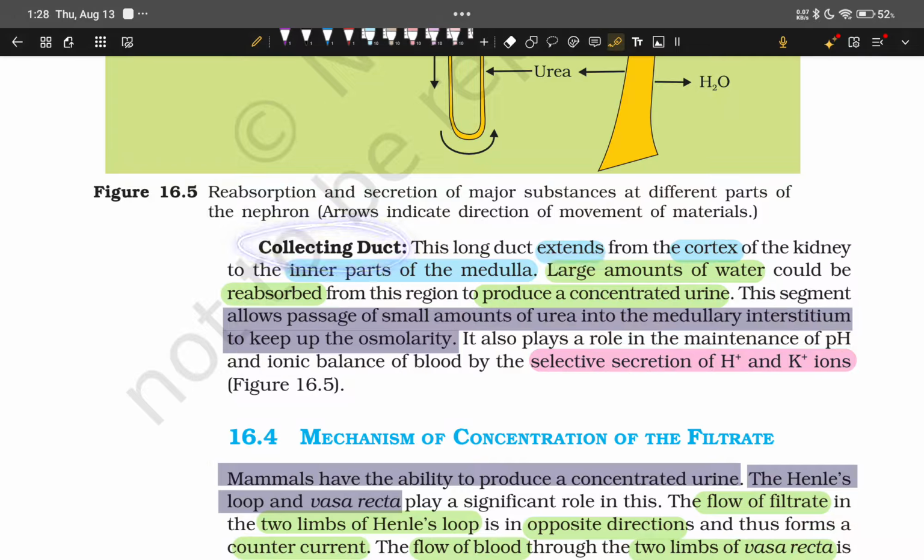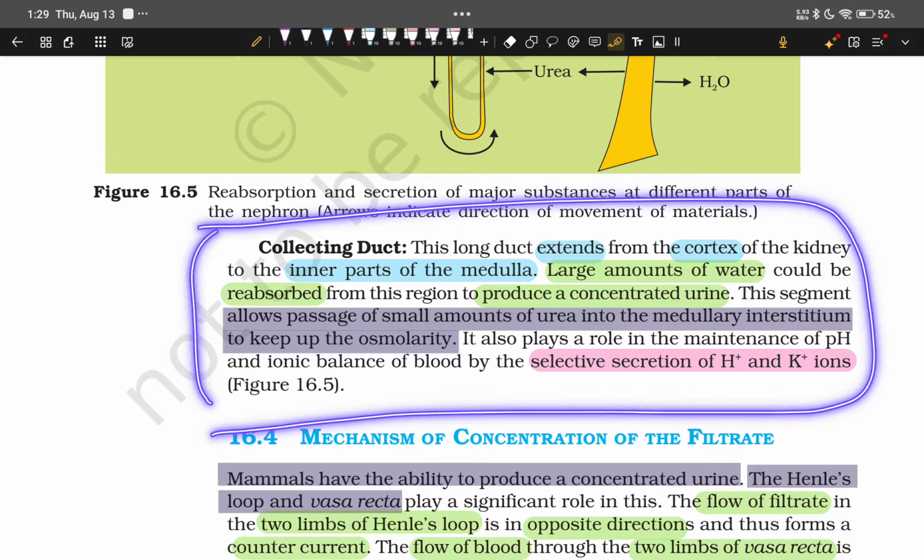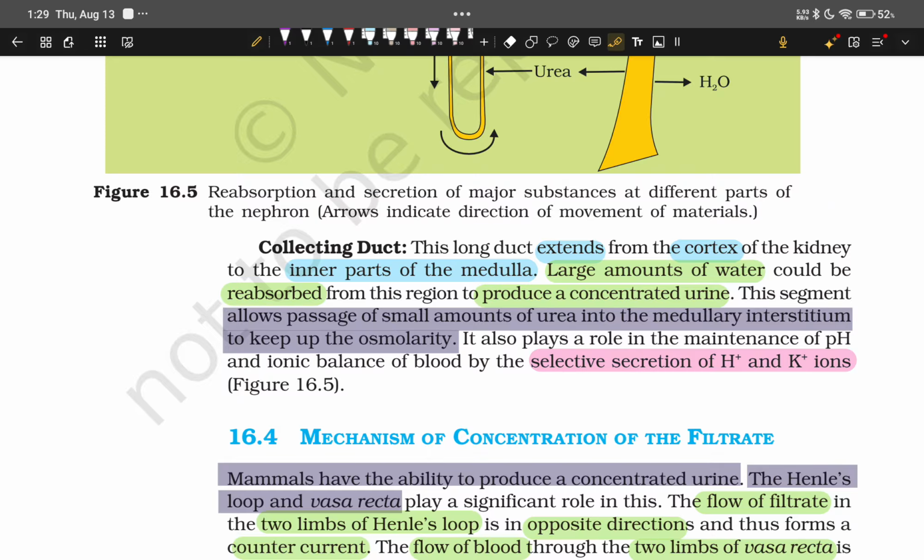Talking about the collecting duct, it extends from the cortex of the kidney into the inner part of the medulla. A large amount of water can be reabsorbed to produce concentrated urine. This is what we are going to talk about in detail in the countercurrent mechanism. Then it also allows a small portion of urea into the medullary interstitium to keep up osmolarity. This is also related to the countercurrent mechanism. I'll talk about this after I help you understand the countercurrent mechanism.